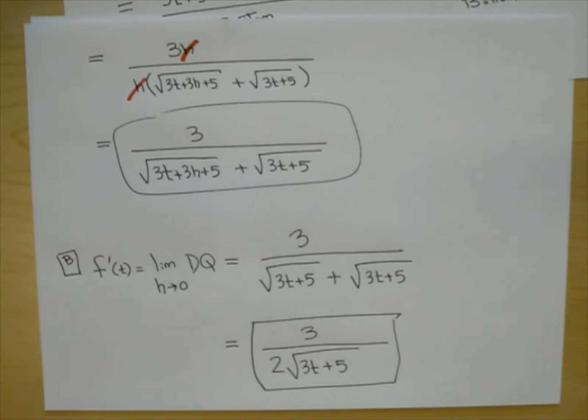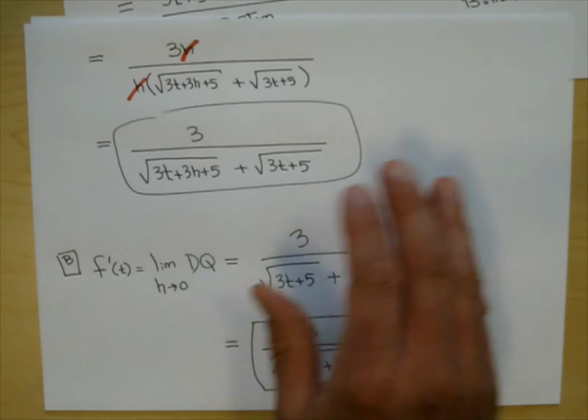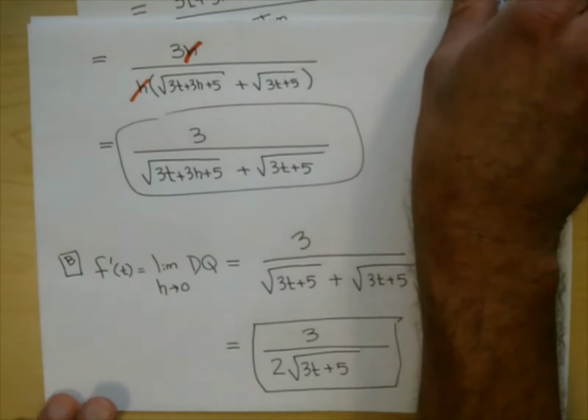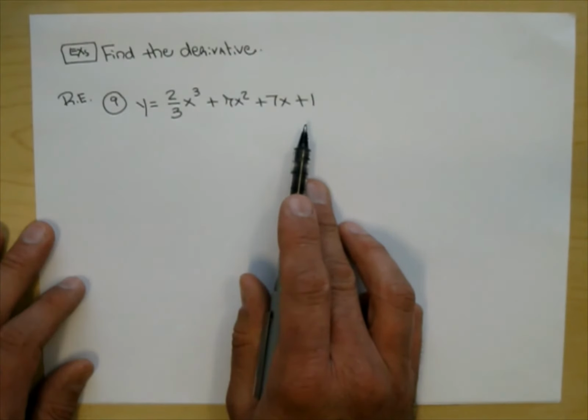Okay, no more definition of the derivative in this review. I think we've done enough of that. And so I'm going to the review exercises. That's what the RE stands for. And this one says find the derivative. Here's the function. Go ahead, pause the video. This should only take you less than 30 seconds.